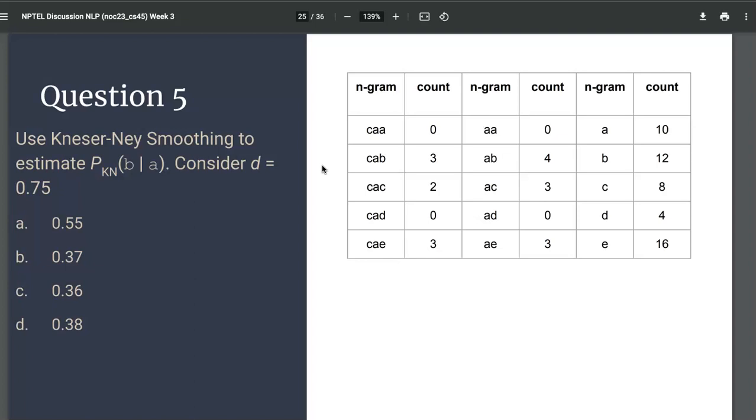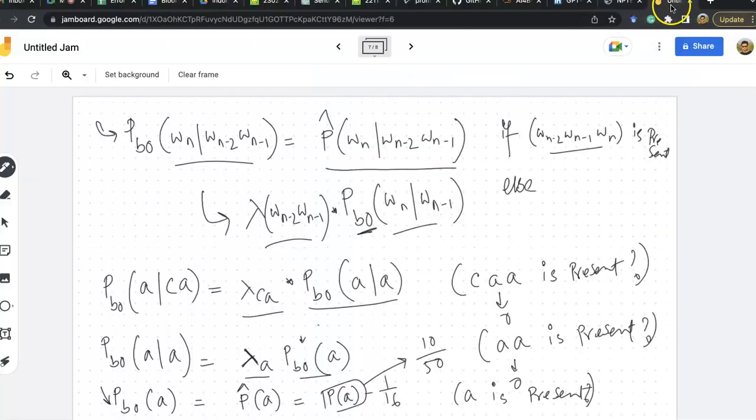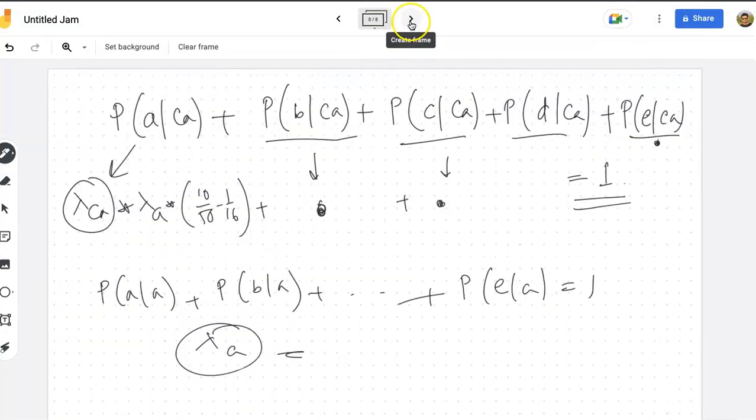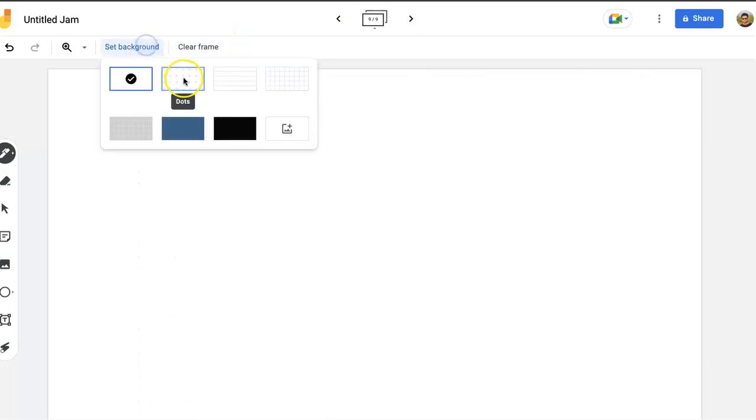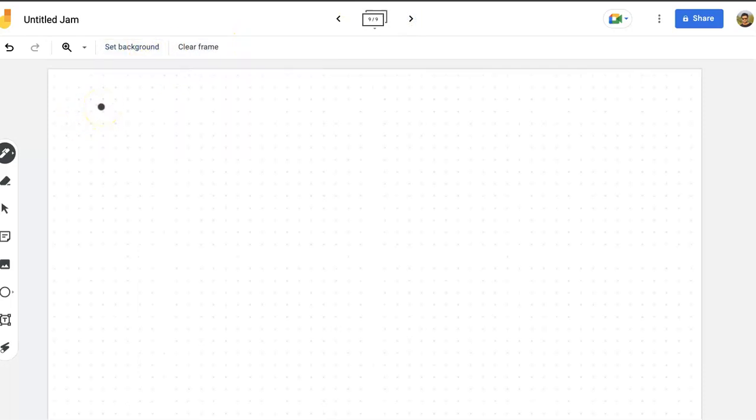So again, before going to the question, let's go to the formula of Kneser-Ney. Just recap the formula of Kneser-Ney. The formula is kind of big, but if you remember the formula, there is nothing in the problem. You can just put the value and get the answer. Okay. So basically, Kneser-Ney also.